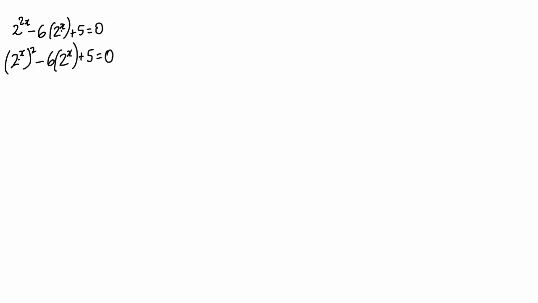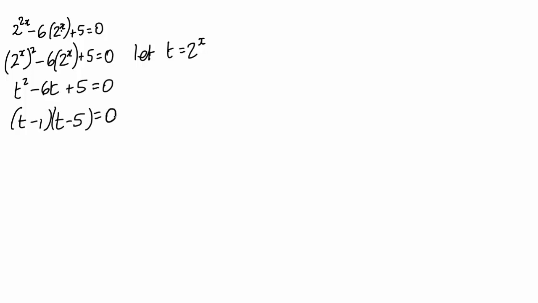I know this is the case because one number raised to a second power is the same as that number raised to the product. If I now let t equal 2 to the x, just so that we can see that this is a quadratic equation, you don't need to do that substitution, it's just so that you can identify it's actually a quadratic. So this would factorise into t minus 1, t minus 5 equals 0. So that means that t equals 1 or t equals 5.